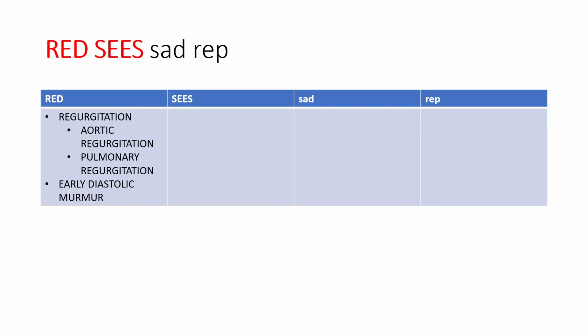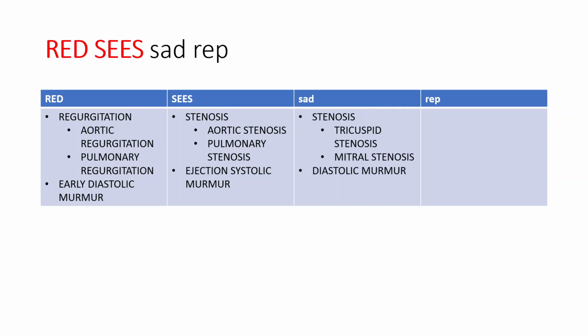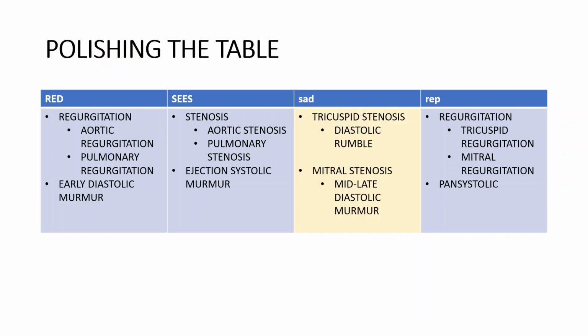So early diastolic murmur is caused by regurgitation, aortic and pulmonary regurgitation. Ejection systolic murmur is caused by what? Stenosis of the aortic and the pulmonary valves. Diastolic murmur is caused by stenosis of the mitral and the tricuspid valve. Pansystolic murmur is caused by what? Regurgitation in tricuspid and mitral valve.